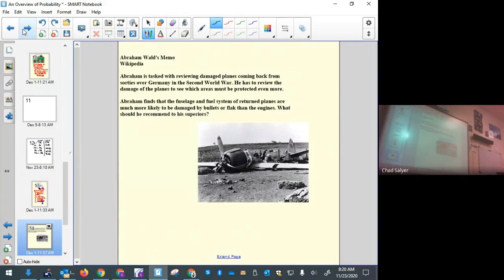So he got these planes back, and they had bullet holes in the fuselage and the wings and other places. And he did something that was just so smart, and it really saved a lot of lives. He decided to reinforce the planes where he did not find bullet holes. Why?